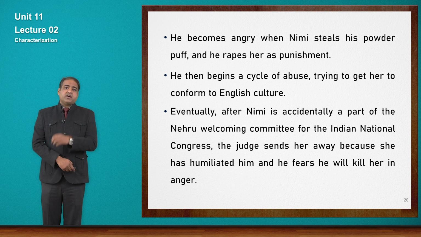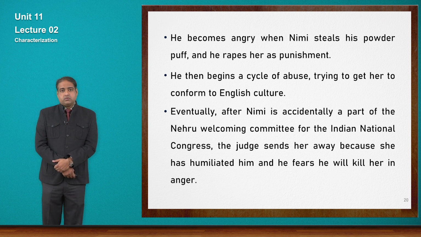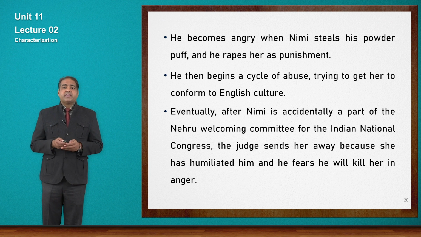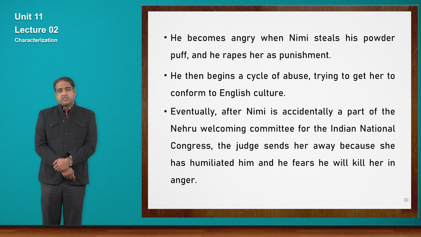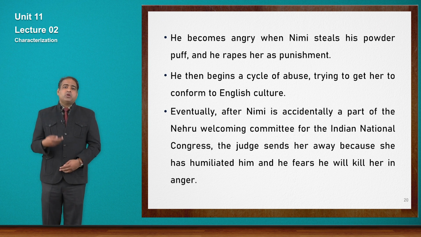He dominated his wife by raping her. So the judge is a hypocrite. He has not learned European culture in the true sense. He then begins a cycle of abuse, trying to get her to conform to English culture. So he keeps on beating her because he expected her to behave like the Britishers.